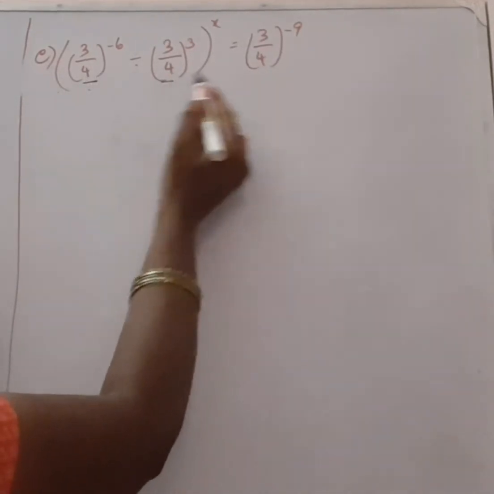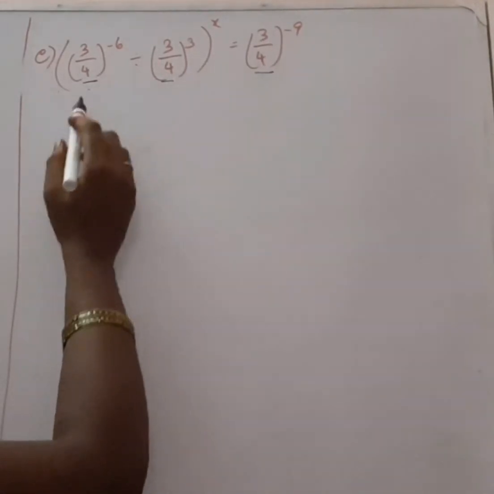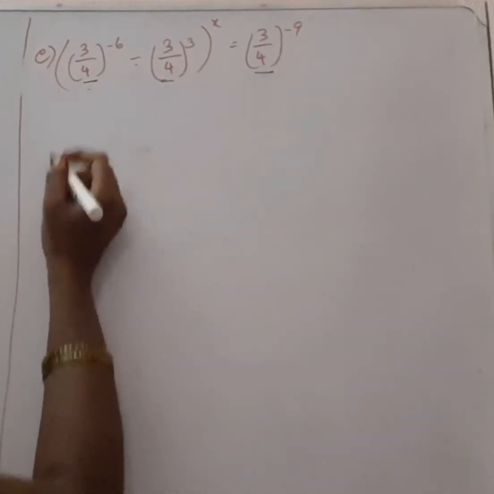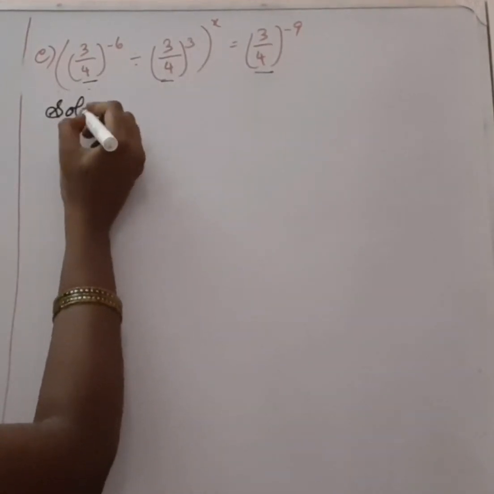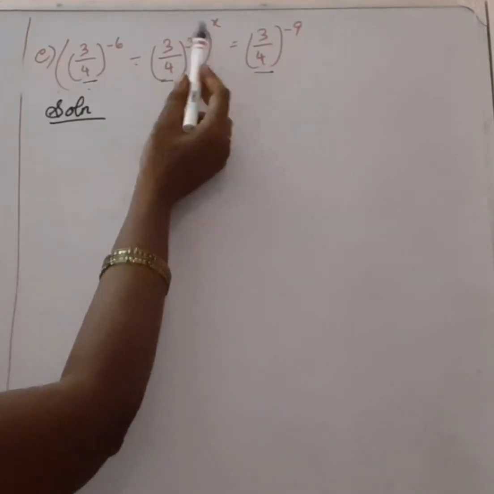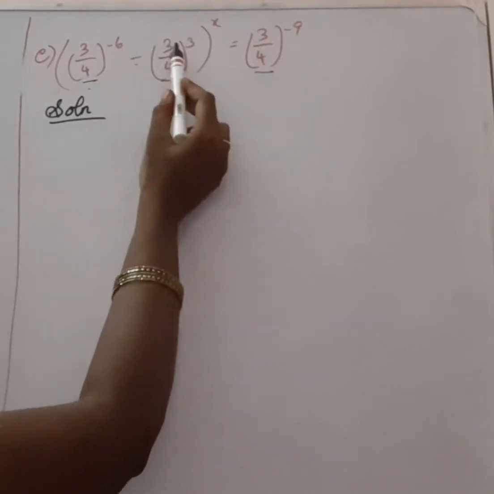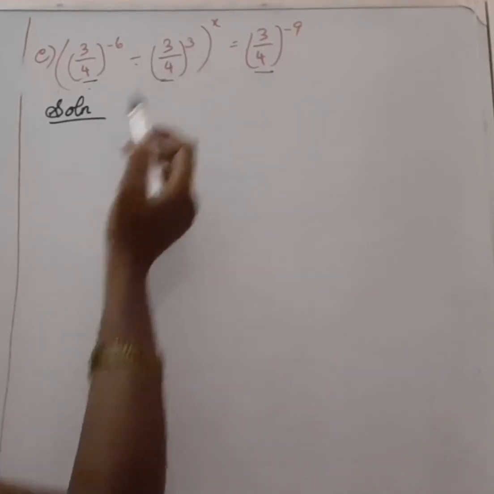See here, all the bases are the same. So the only thing we want to change is that we want to do the operations in the powers alone. If we solve the powers, we get the answer. Okay, so first we want to apply the properties over here. What is the first property we want to use here? The x is a power of here, that is 3 by 4 the whole power minus 6 also, and 3 by 4 the whole power 3 also.